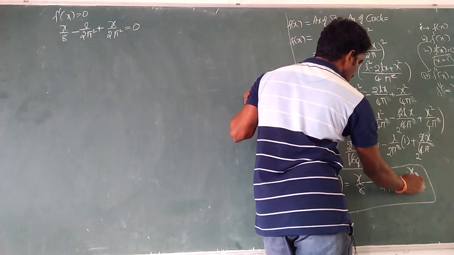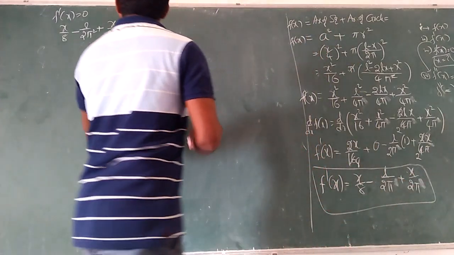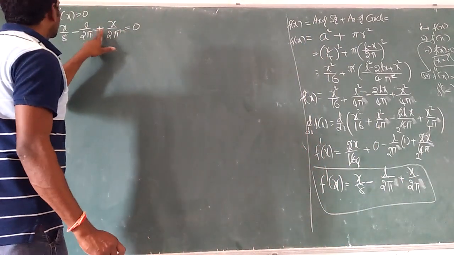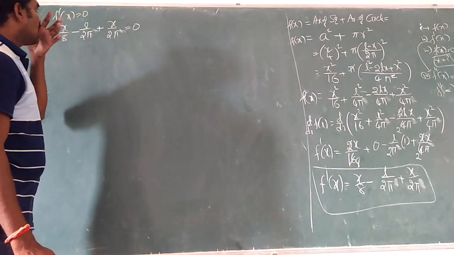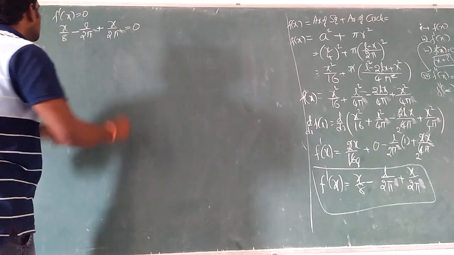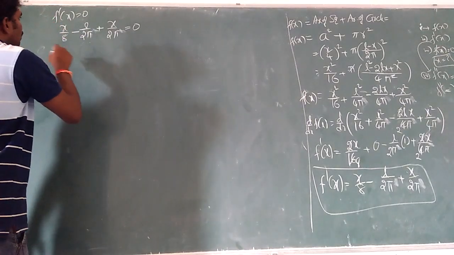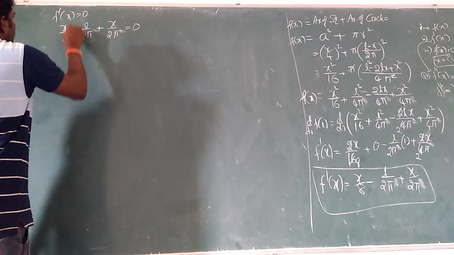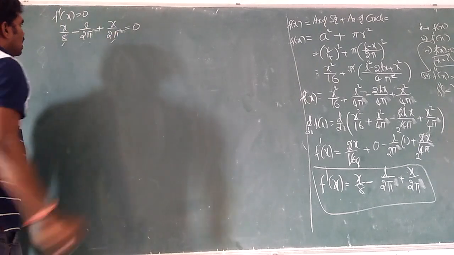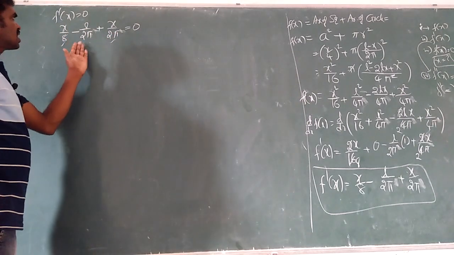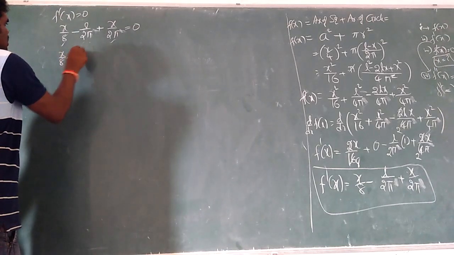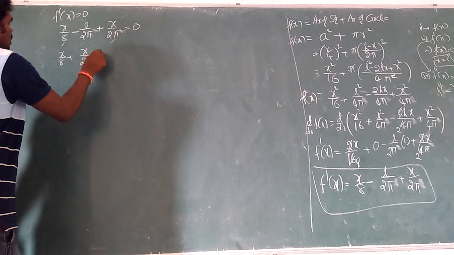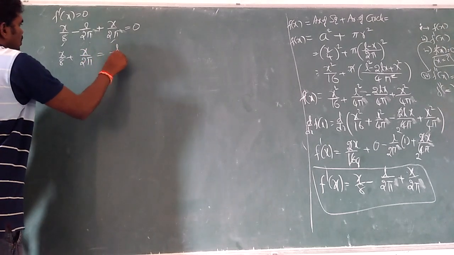So 2 by 2 5. So this one only. We have to find the x value. I am adding these two, sending minus L by 2 pi to the right side. So x by 8 plus x by 2 pi is equal to L by 2 pi.